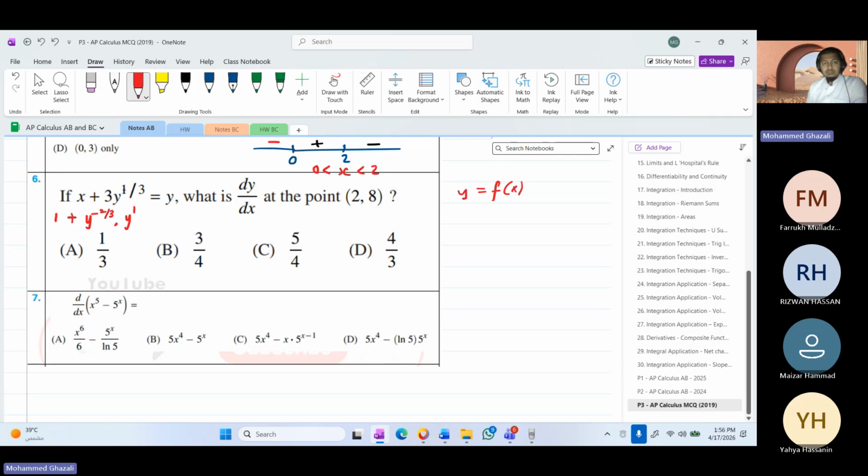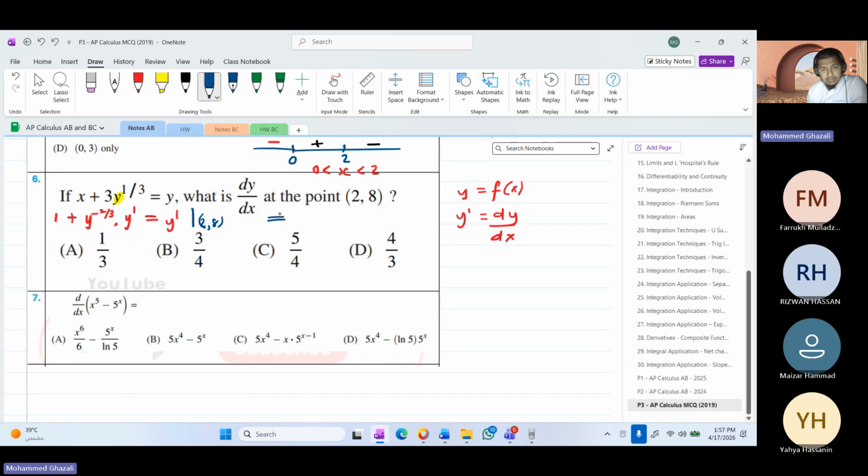So what did you do? 1/3 times 3 is 1. Take away 1 from the power, you get negative 2/3, and then differentiate y. If you differentiate y, you get y prime. So you want to find dy/dx, which is y prime. Y prime is basically dy/dx, okay? At the point (2, 8). So easy. Let's substitute the point. 2 is the x value, but there is no x here. But 8, yes, we can substitute the y value of 8 and find y prime.